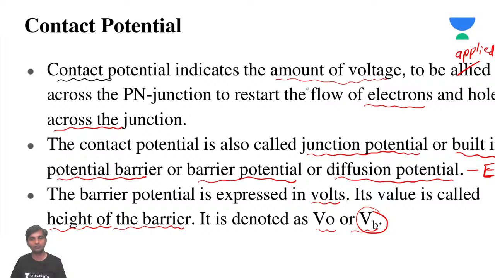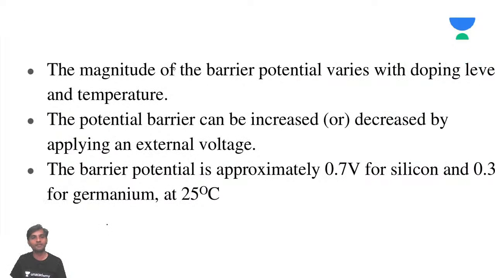Now we'll try to understand in detail. The magnitude of the barrier potential varies with the doping levels and temperature. See, which is very important. If the temperature is increasing, what happens, sir? When the temperature increases, the barrier potential decreases. We will discuss in detail what happens to the barrier potential when temperature is increased. That we call the temperature dependency of the barrier potential.